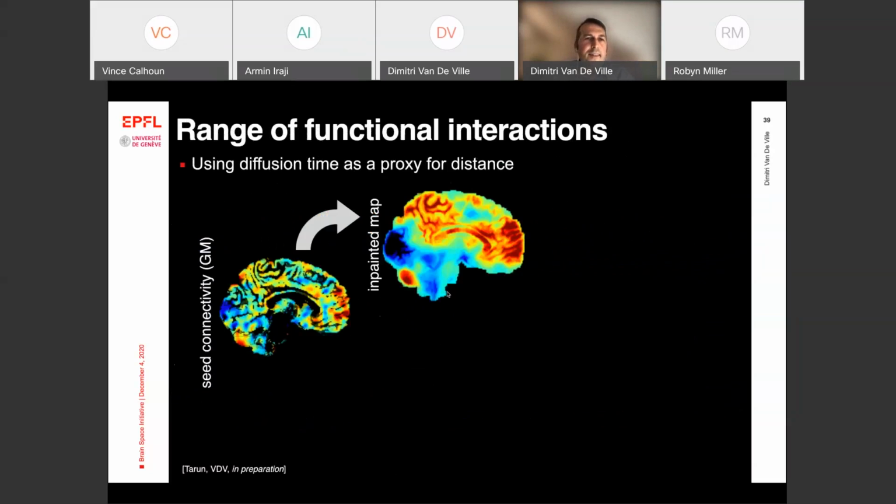Okay, and then I need to speed up a little bit. In a very recent application, Anjali is using the diffusion time as a proxy for distance. So we start off with the seed connectivity map established on the gray matter. We get our in-painted map out of that.